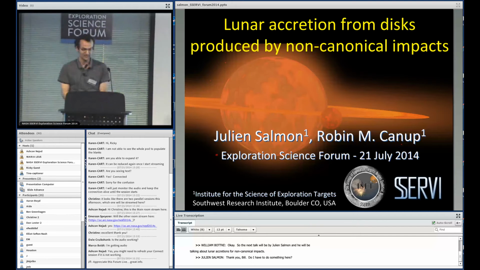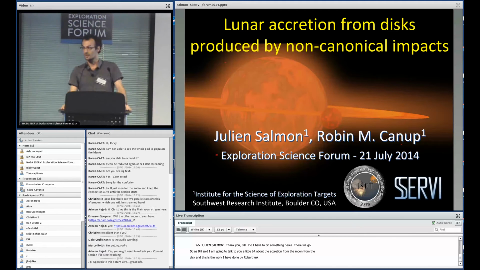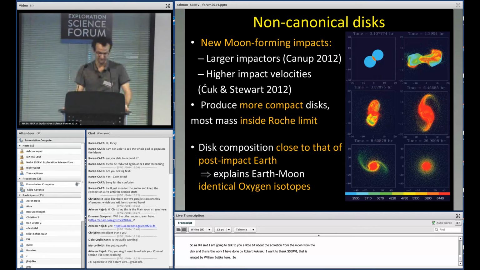Oh, there you go. So as Bill said, I'm going to talk to you a little bit about accretion of the moon from the prolunar disk. This is the work I've done with Robin Canup, and before anything else, I'd like to thank Survey for making this science possible through our Institute for Science of Exploration Target, that is led by Bill Butke here. So, is this working? Yes, I can change slide.